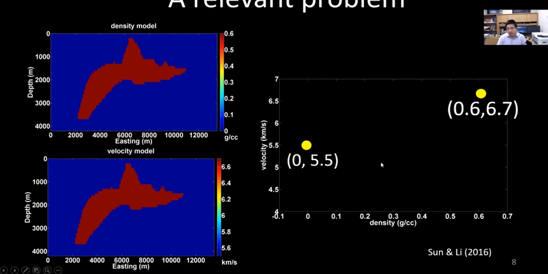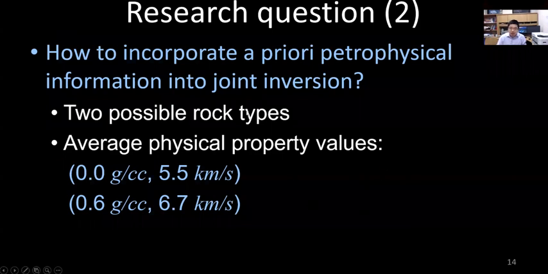So now a similar research question we can ask is, what if we know the following information? First, what if we know there are two possible types of geological units? And what if we know that the average physical property value for each geological unit is such and such? So the question is, how can we incorporate this type of information into, in this case, joint inversion?